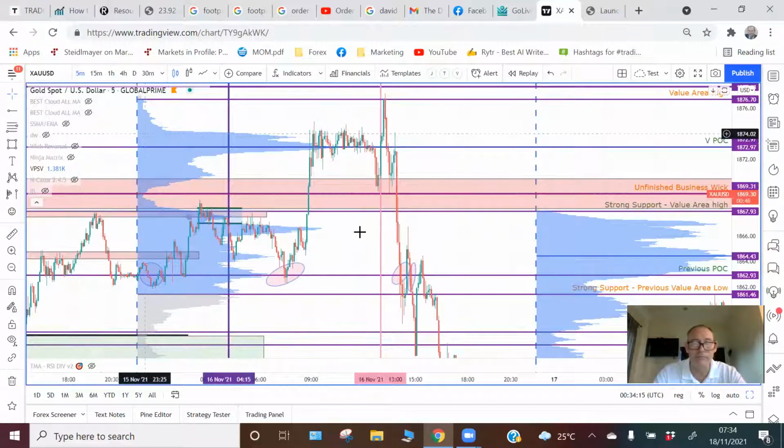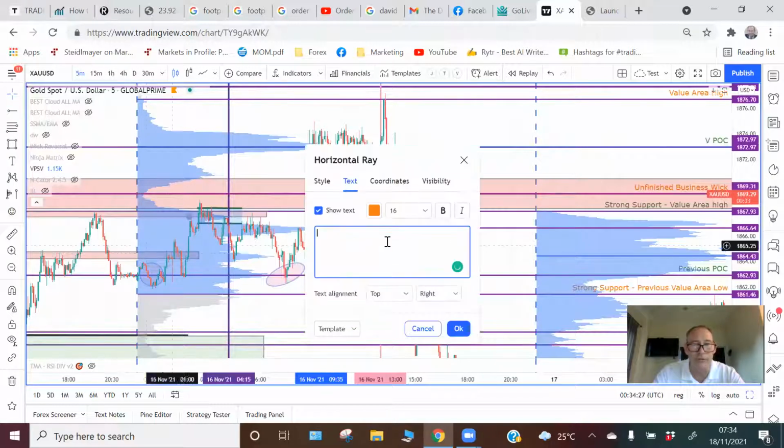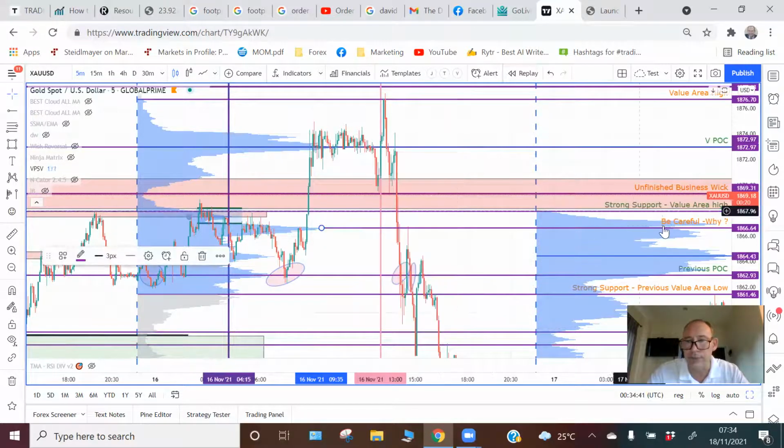I would also look at the shape of this and say, I have to be careful round about this price. I'm actually going to write that there: be careful. Now, for those people watching this, why do you think I'm doing that? Be careful. Why there? Just based on the previous day.